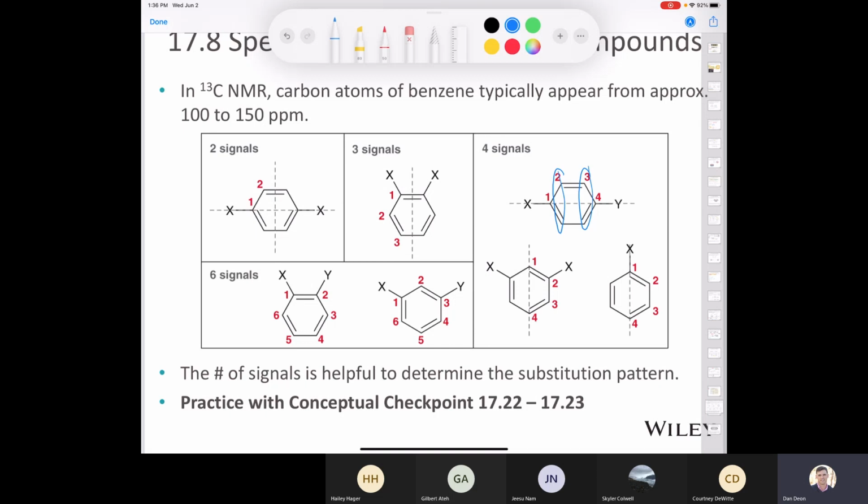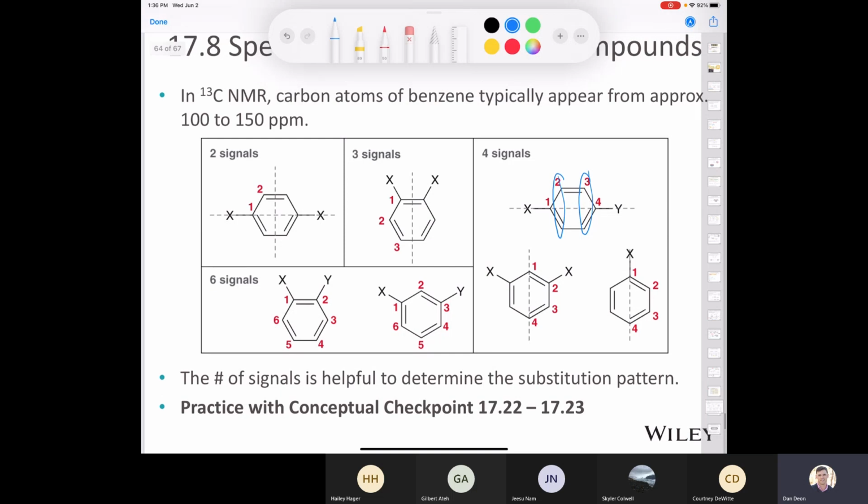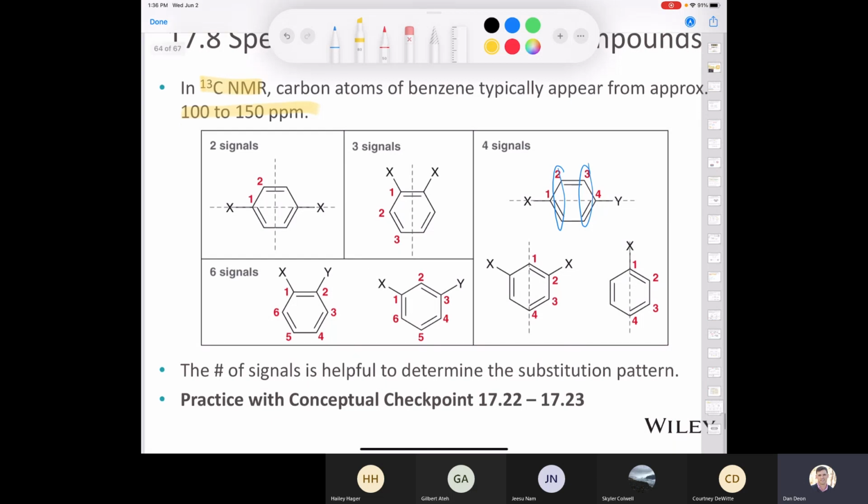So the number of signals in carbon-13 can really help you identify the type of substitution on an aromatic ring. And those carbon-13 signals for the aromatic ring come out around 100 to 150 parts per million.